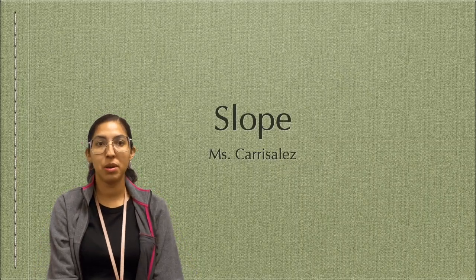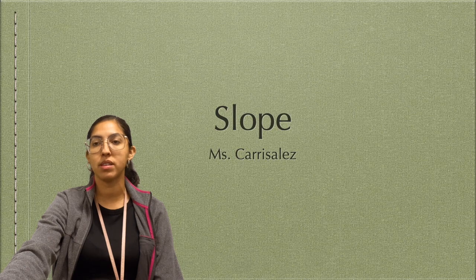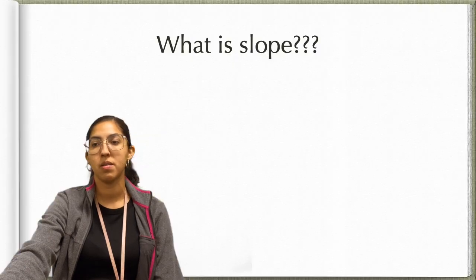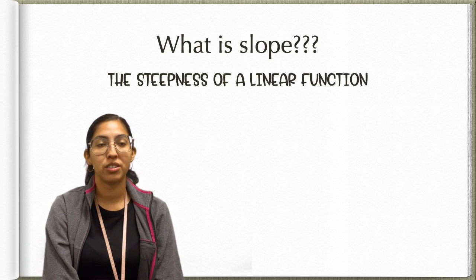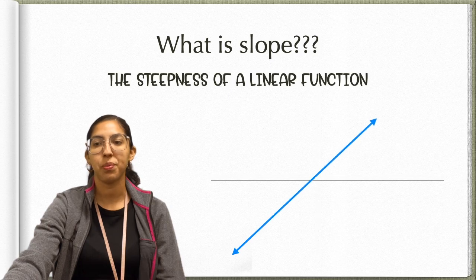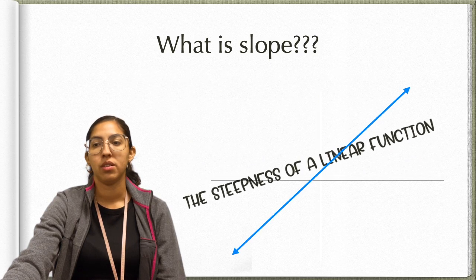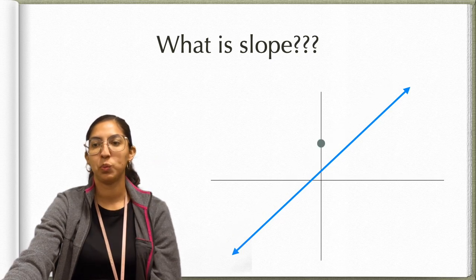Good morning, guys. Today we're going to be looking at slope, how we find slope, and how we interpret it. So what is slope? Slope is the steepness of a linear function, so a straight line. That is what we're looking at. So the steepness is how diagonal it is. It's when we have a point and we have our rise over our run.